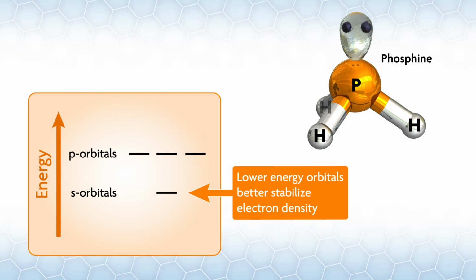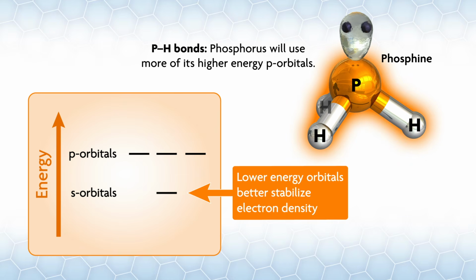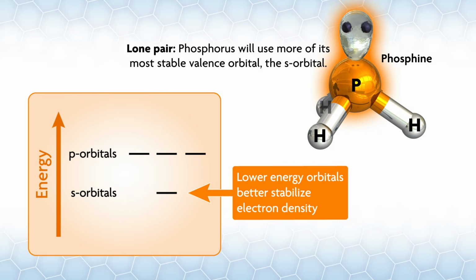Since the s-character is lower in energy, it can best support electron density on its own. For the electrons in the PH bond, the hydrogen nucleus will help the phosphorus stabilize the pair of electrons in the bond. As a result, phosphorus will use more of its higher energy p orbitals here since it has help supporting the electron pair. For the lone pair, however, phosphorus needs to support the electron density on its own, so it will use more of its most stable valence orbital, the s orbital.